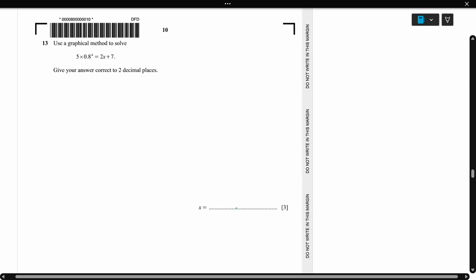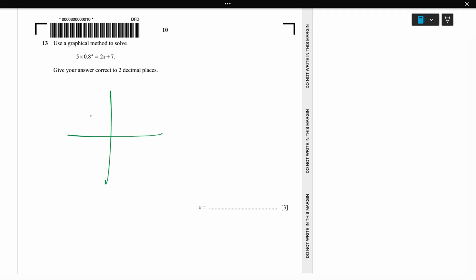The next question, use a graphical method to solve. Give your answer to the correct decimal place. So the graph is going to be like this. The right side is linear, so 7 is the y-intercept and y equals 2x plus 7. Put x equal to 0, y equals 7. Now put y equal to 0, so negative 7 by 2 equals x, which is negative 3.5, somewhere here. So we'll get the linear graph like this. Use a graph and you'll get the proper one.